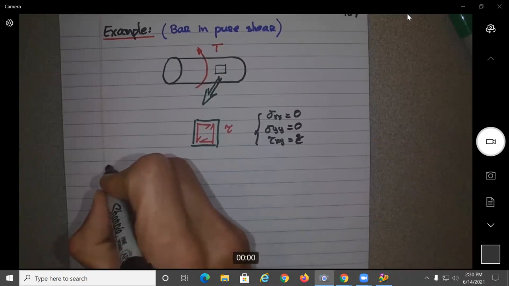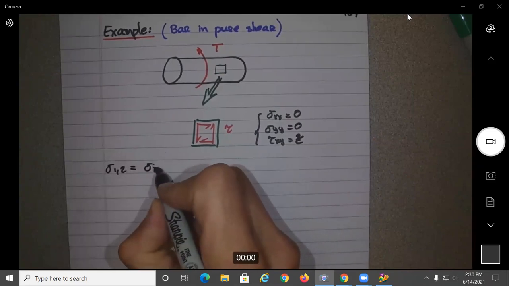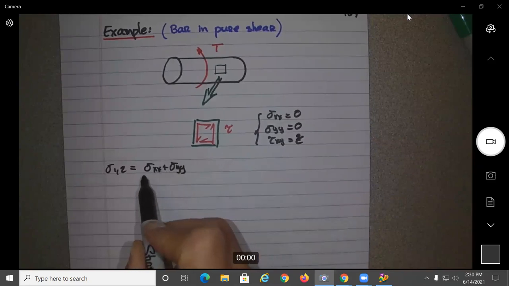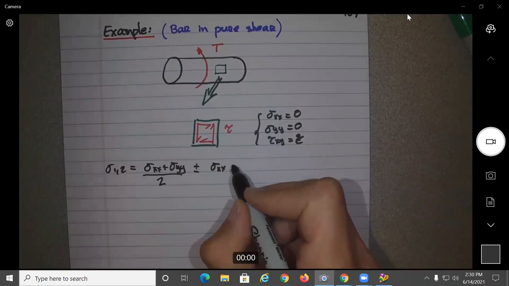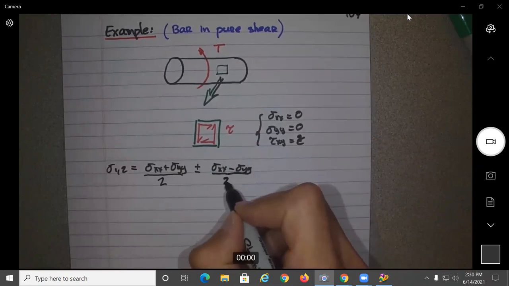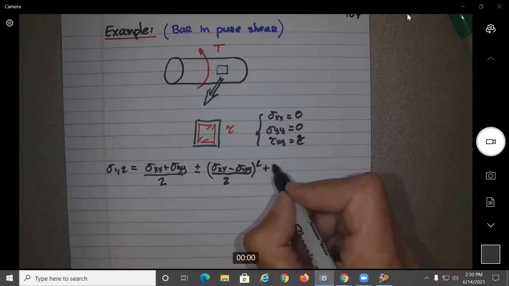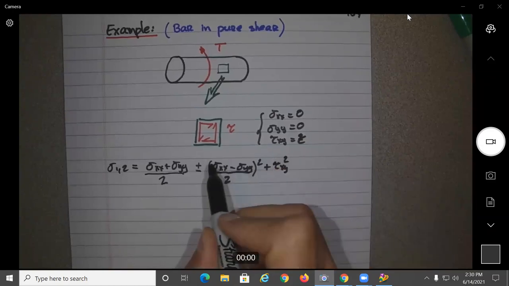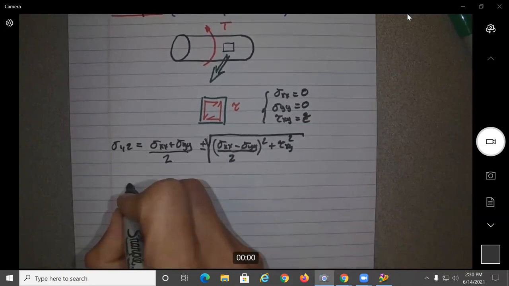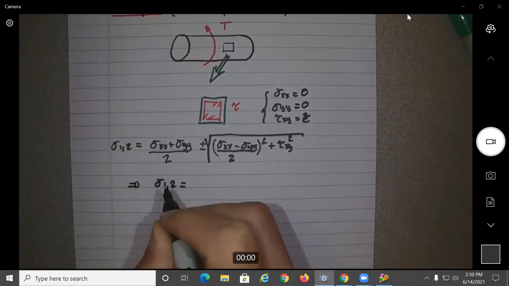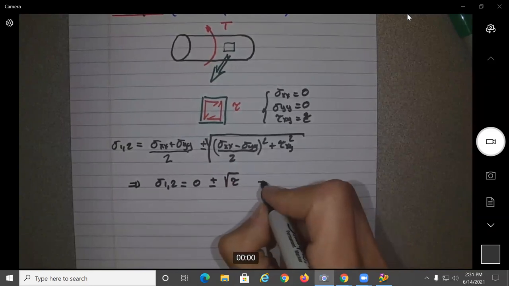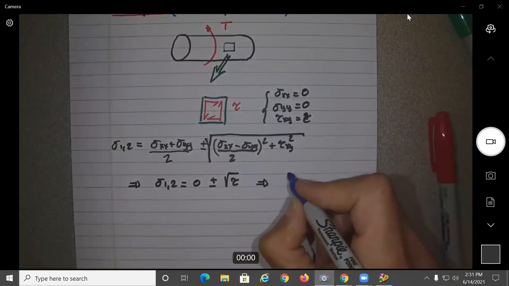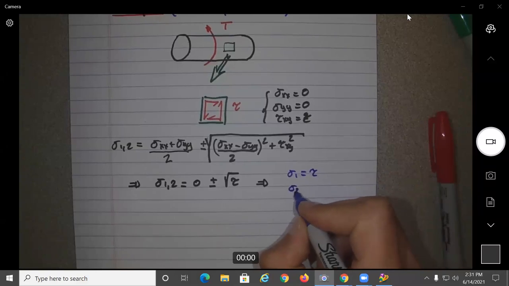So if we substitute into the principal stress equation, what would you get? Sigma 1,2 equal to zero plus or minus tau. So this is very simple. This will give you that sigma 1 equal to tau, sigma 2 equal to minus tau.